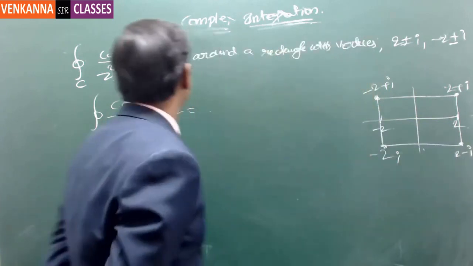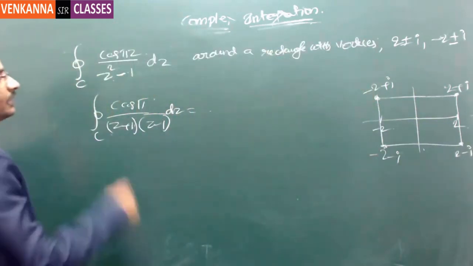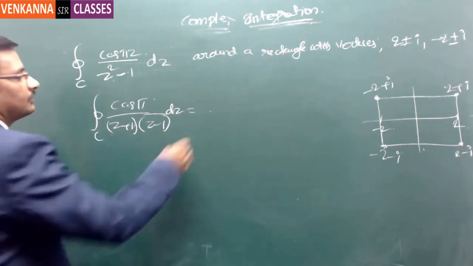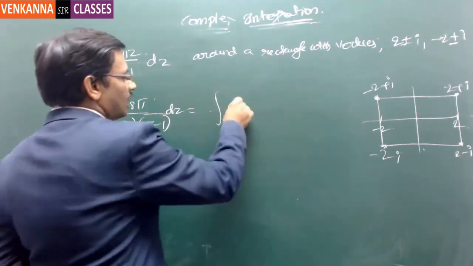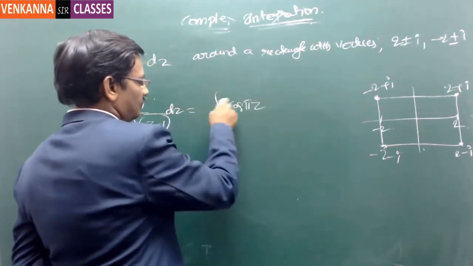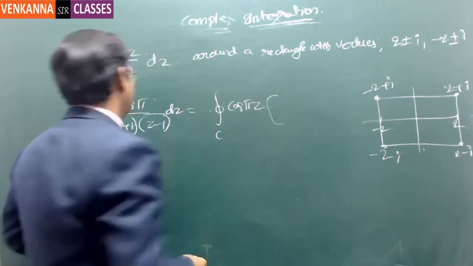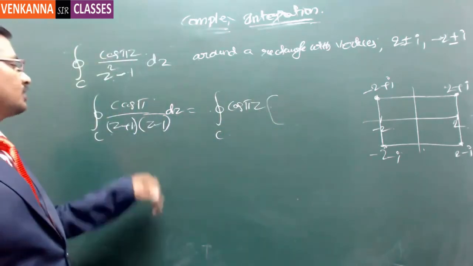Now within this region, the closed contour needs to be identified. Here if you notice, this is integral cos pi z if you keep it as it is, and this is 1 by z minus 1 minus 1 by z plus 1.